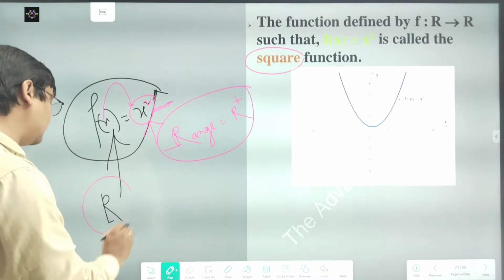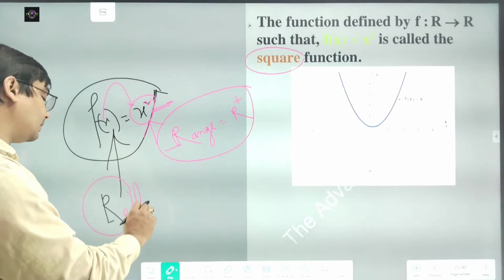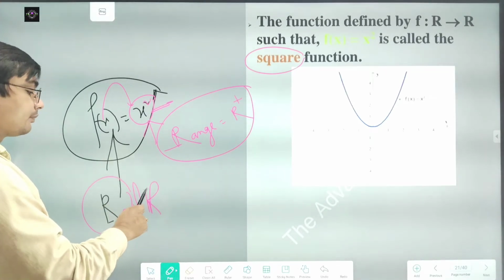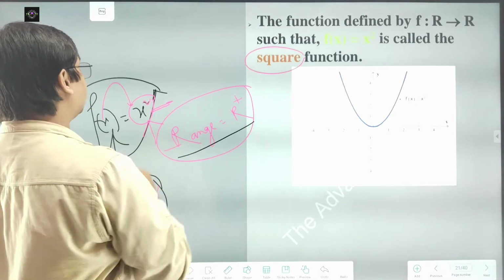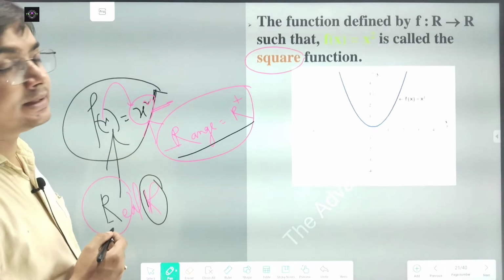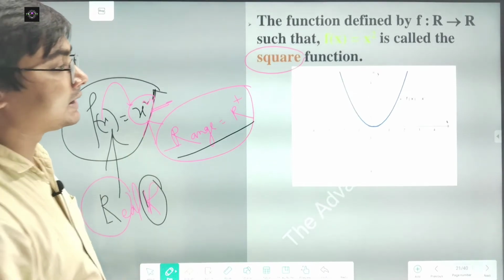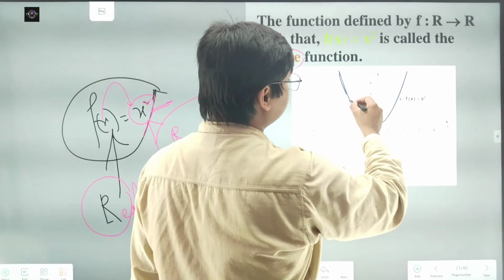So domain will be real numbers. Yes, domain will be real numbers, that means R. Yes, R will be the domain, and R plus will be the range of this square function. Yes, and this is the graph. Look, this will be the graph.